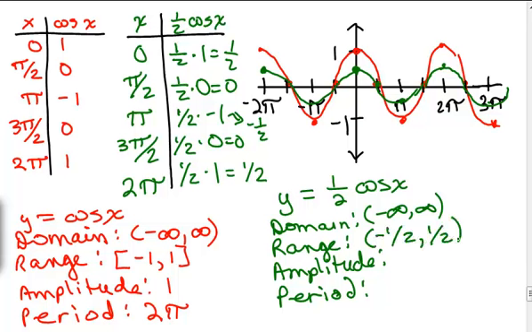And remember the easy way to get that? You just take the absolute value of this number in front of the cosine. So that would be the absolute value of 1/2 would give you the 1/2. And the period is between 0 and 2 pi. You see here, so the period is 2 pi.